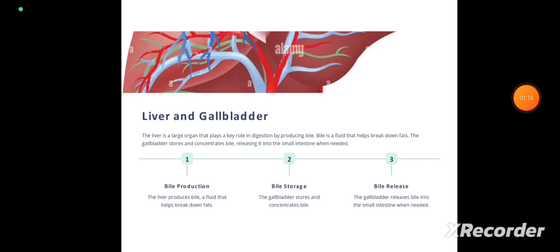The composition of the bile. First composition: water 90%. Second, bile salts, which are of 2 types: sodium glycocholate and sodium taurocholate. Third is bile pigments, bilirubin and biliverdin. Next composition of bile: cholesterol, mucus, etc.